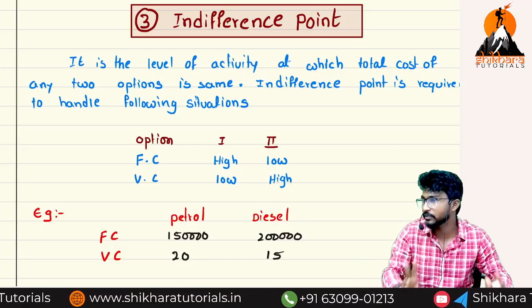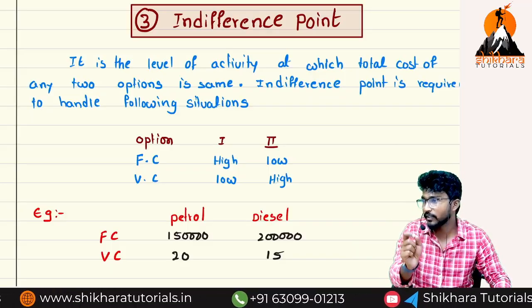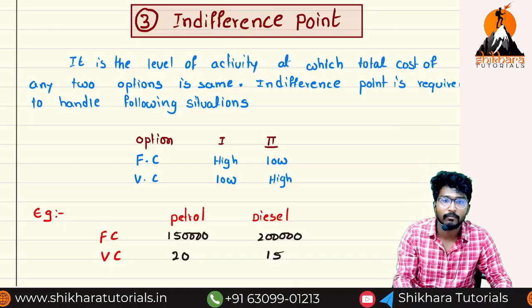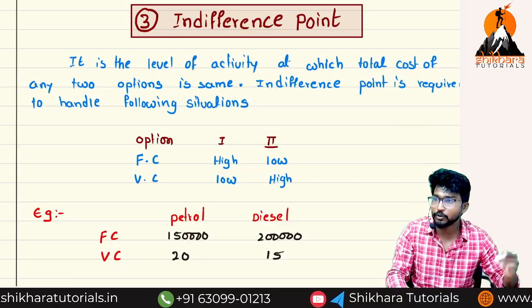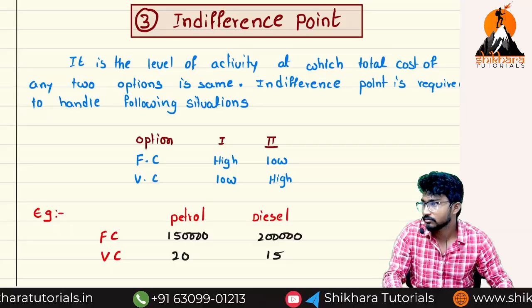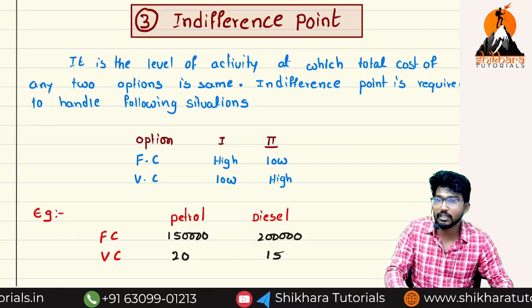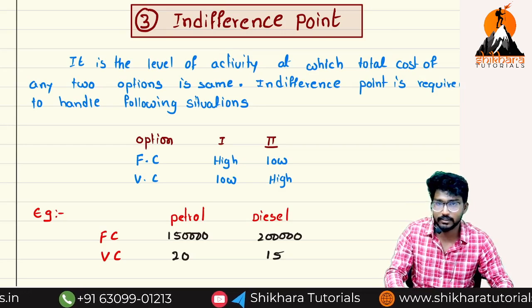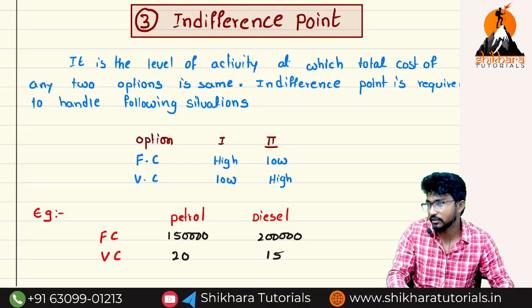For example, we have two options at one particular level of activity like 10,000 units or 5,000 units. At 5,000 units, your option 1 total cost and your option 2 total cost are matching. That is nothing but the indifference point. We all know total cost consists of two things. One is variable cost, another one is fixed cost.